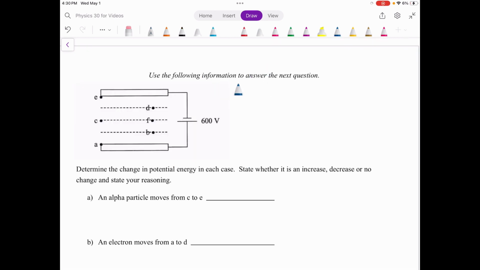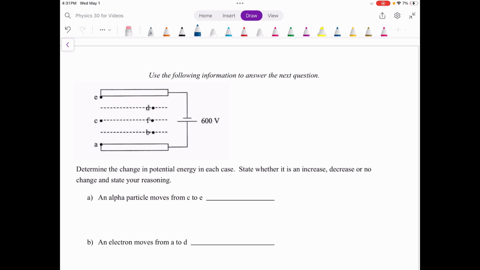All right, and last example here for lesson 2. It's asking us to determine the change in potential energy for each of these cases. State whether it's an increase, decrease, or no change, and state our reasoning. Okay, so an alpha particle moves from C to E.